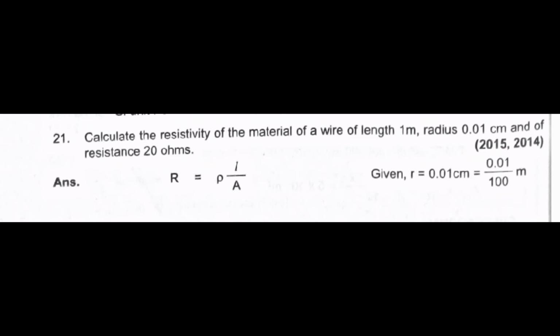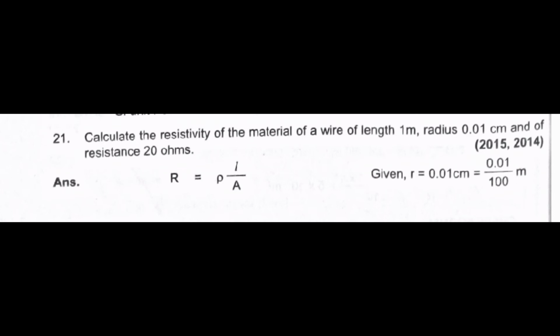So which equation is connecting all these quantities? Yes, we have R is equal to rho into L by A, right? So that we can directly calculate the value. Is there any conversion of units? Yes, here the length is in meter and radius in centimeter. So it is better to convert the radius into meter, that is the SI unit. So how we can convert this 0.01 centimeter into meters? Yes, that is 0.01 by 100 meters.